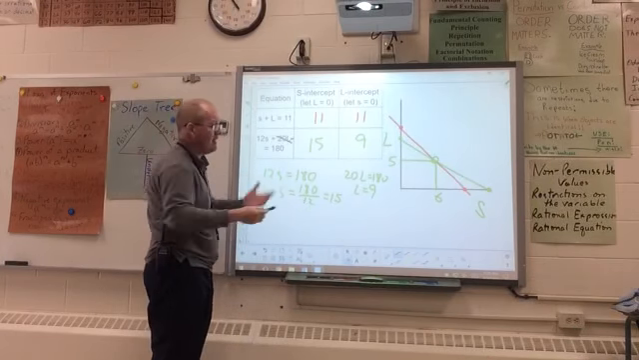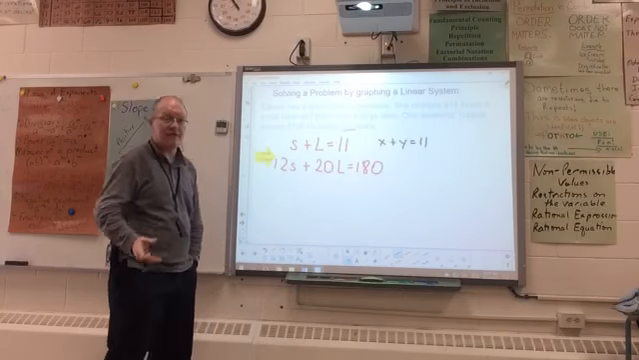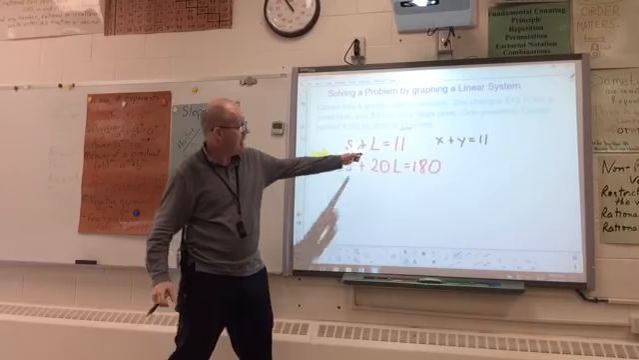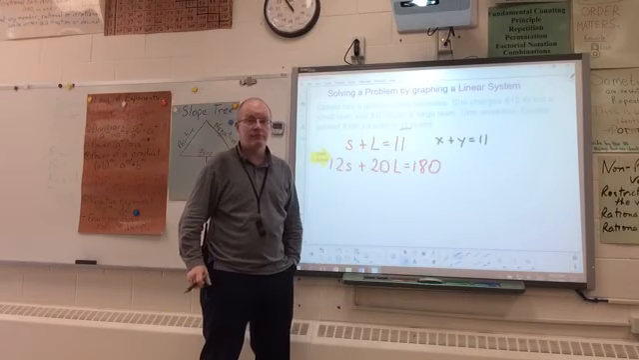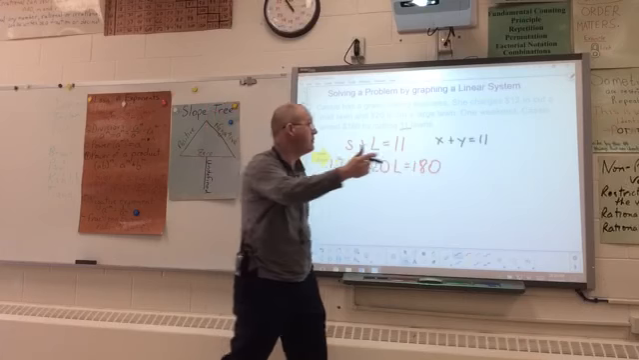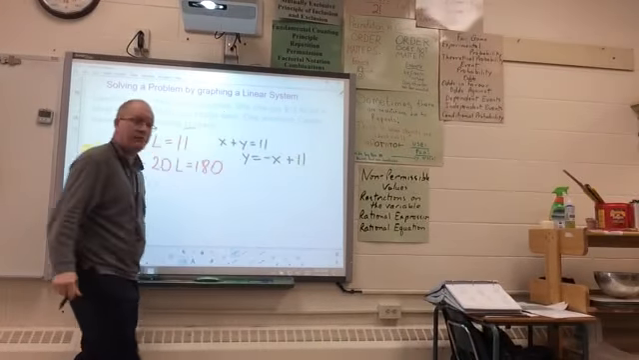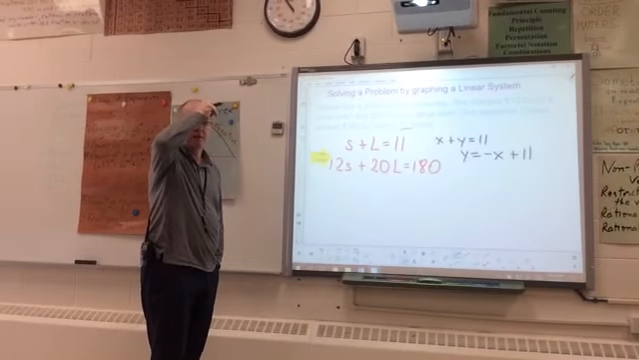Now, as I said, graphing it, it looks like 5 and 6, but I'm not doing a good job graphing, so I've got to cheat and have Mr. Graphing Calculator do it, which is fine. How do I rewrite this as y equals? Well, you're trying to just isolate the y. So it becomes minus x plus 11.